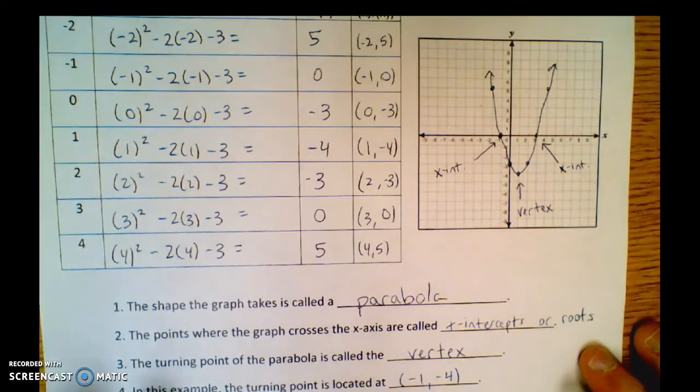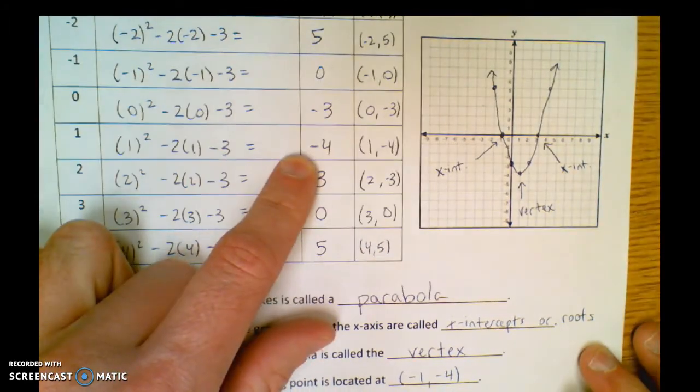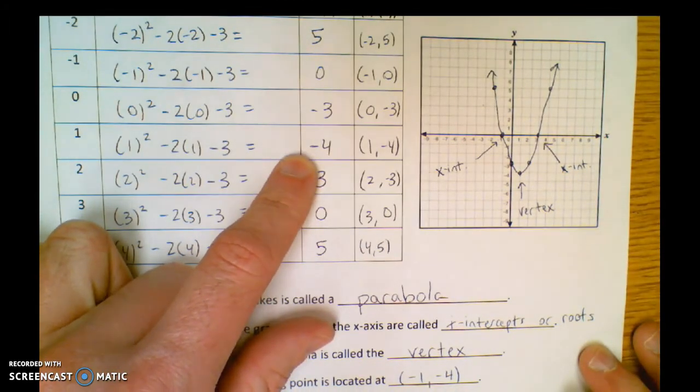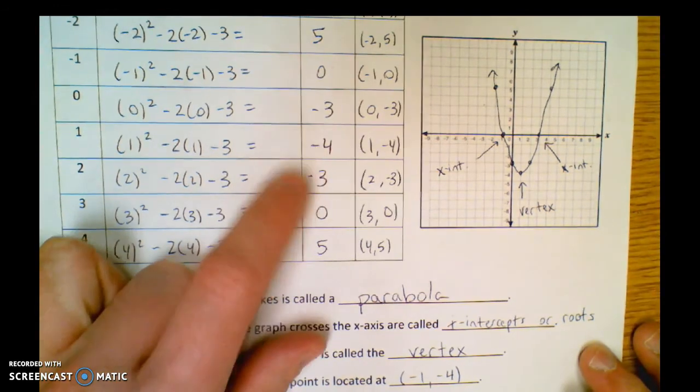Looking at the table, you can see that this is the lowest value that the y values go to. So that's why it's a minimum. This is as small as the y values go, and then they increase from there.